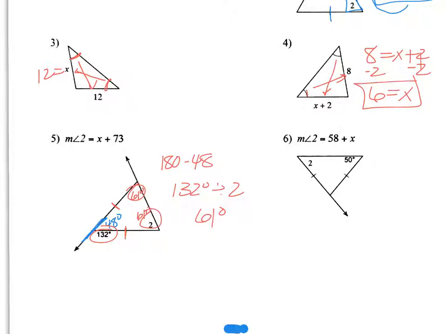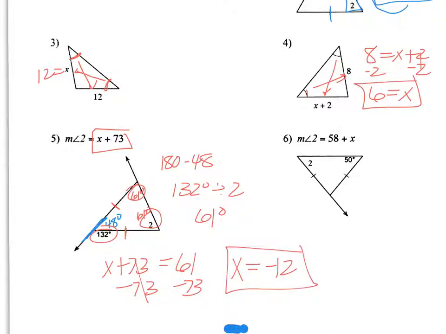Now, since that angle is 61, that tells me what I have to do with x plus 73. That has to equal what that angle is, which is 61. Then I solve, subtract 73, and I get x is negative 12.